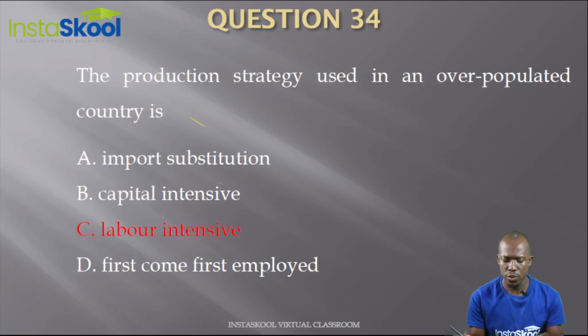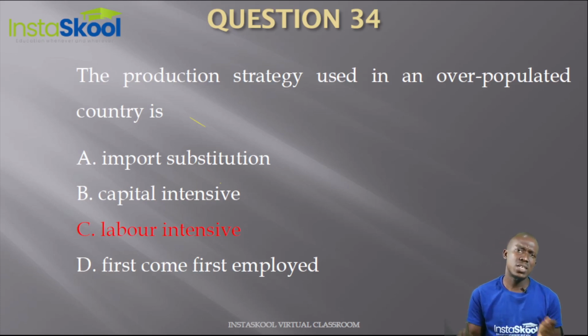Question 34. The production strategy used in an overpopulated country is dash. A says import substitution, B says capital intensive, C says labor intensive, and D says first come, first serve.